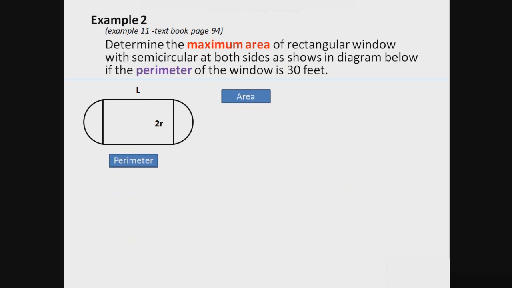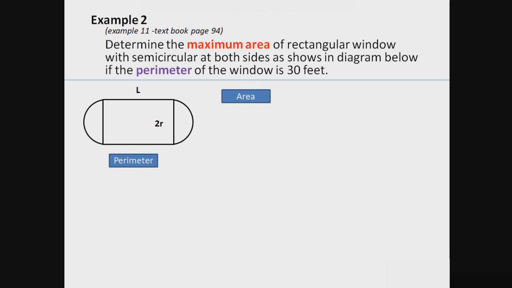Example 2. Determine the maximum area of a rectangular window with semicircles at both sides, as shown in the diagram below, if the perimeter of the window is 30 feet. So now the question asks for the value of the maximum area if the perimeter is given as 30 feet. As shown in the diagram, there are two semicircular shapes and a rectangular shape with side length L, and the diameter of a semicircle is 2r.